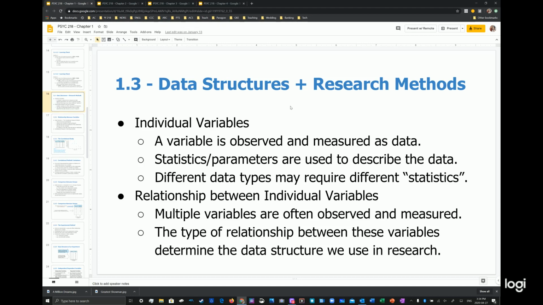Hi students, so this is part 2 of chapter 1 in our Psych 218 class, Introduction to Statistics or Analysis of Behavioral Data. So last time we looked at the difference between population and parameter. We looked at the difference between variable and data. And we also looked at the difference between descriptive statistics and inferential statistics.